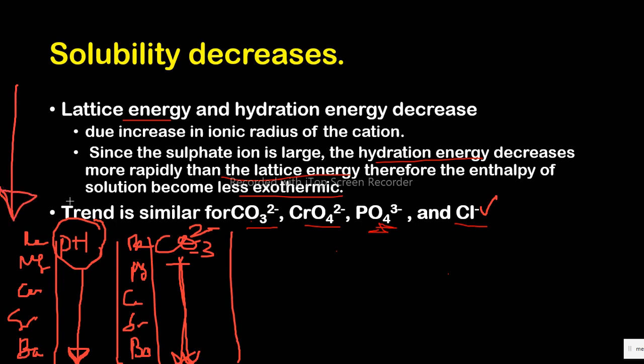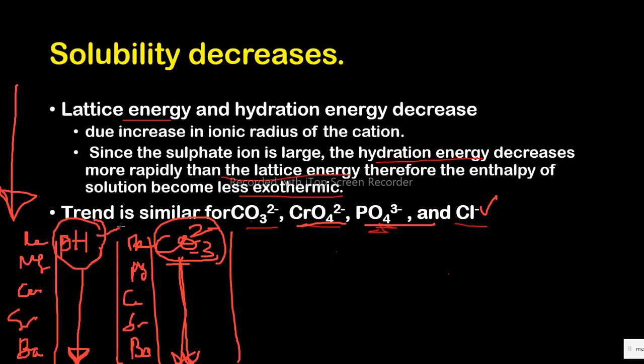Because the sizes of these atoms, these elements, are increasing. But since the OH, you see you have oxygen bonded to the hydrogen. So since the OH is a smaller ion compared to the carbonate, compared to the sulfate, compared to the chromate, compared to the phosphate, the OH is going to release too much energy when it is surrounded by the water molecule.